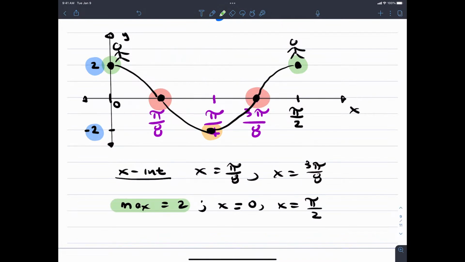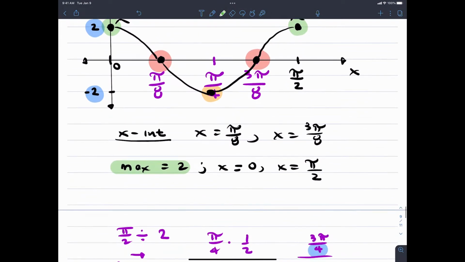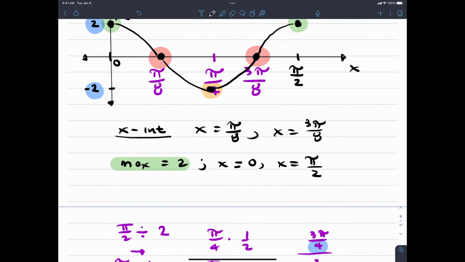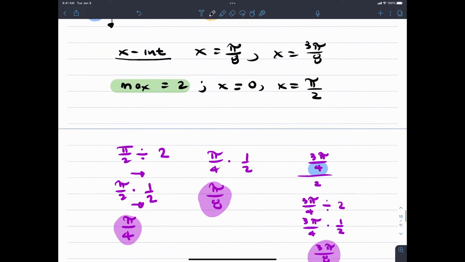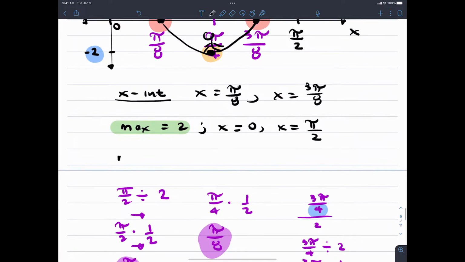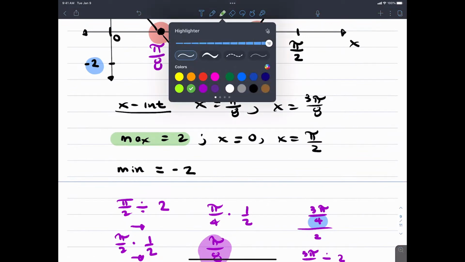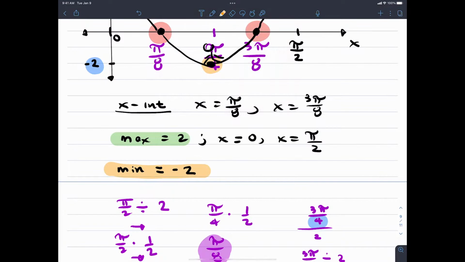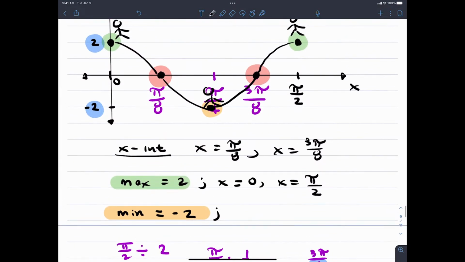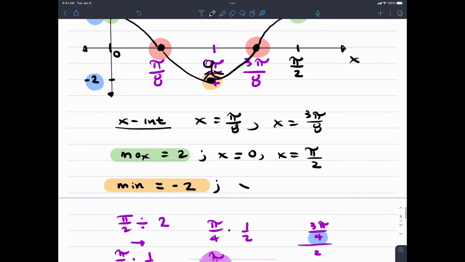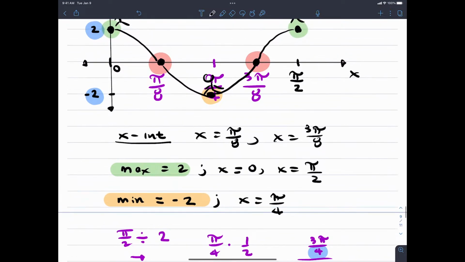Maximum value. What's the minimum value for cosine? Where are you in that valley, right? You're below sea level. What's the minimum value? The depth. It's -2. And for what value of x does that happen? For only one value. It happens when x is what? Pi over 4 there.